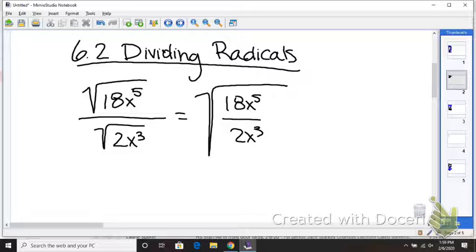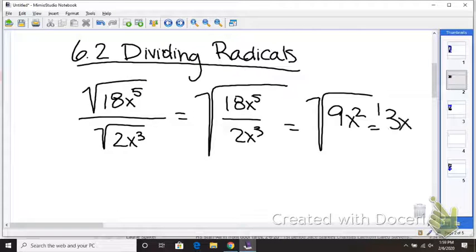Sometimes it's easiest if we look at what's inside the house as a fraction, as can I simplify this down? So 18 divided by 2 is what? 9. So I'm left with the square root of 9. And then x to the fifth over x to the third gives me x squared. And there's nothing left over on the bottom. So now I just have the square root of 9x squared, which is 3x. So there's times that you can look at these and divide up and down first, and it makes it very easy to simplify the radical. So that's one method.